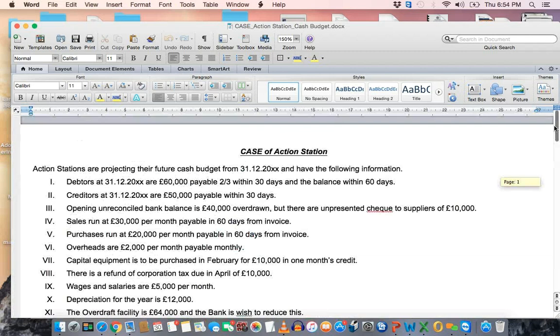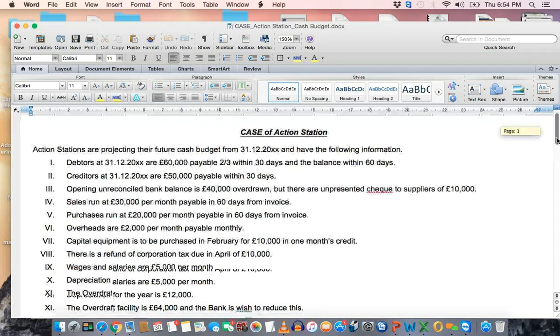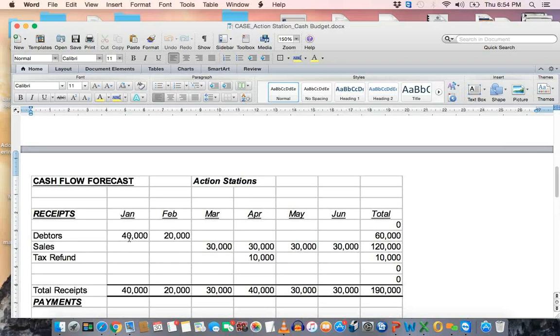So January, February, March, April, May, June. First off, 60,000, 2/3 within 30 days payable, and then the balance within 60 days. So 2/3 is 40,000, and the balance is 60 days. That's the 30 and 30, so that's 20,000. Sales all through from March to June 30,000, and tax refund of corporation is 10,000 in the month of April.